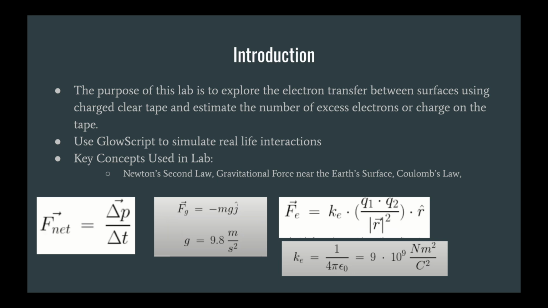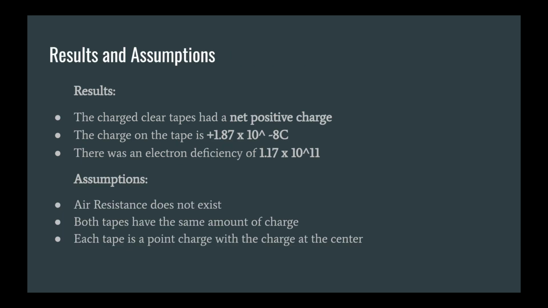Some results of the lab are that the charged clear tapes had a net positive charge, and the charge on the tape is positive 1.87 times 10 to the negative 8 coulombs, and there was an electron deficiency of 1.17 times 10 to the 11. Some assumptions made in the lab are that air resistance is ignored, and the procedure for creating a charge is the same for both tapes. I also assume that the point charge is located at the center of the tape to ensure that the tapes can be coded as a single point charge in GlowScript and to ensure that the math is easier to do.